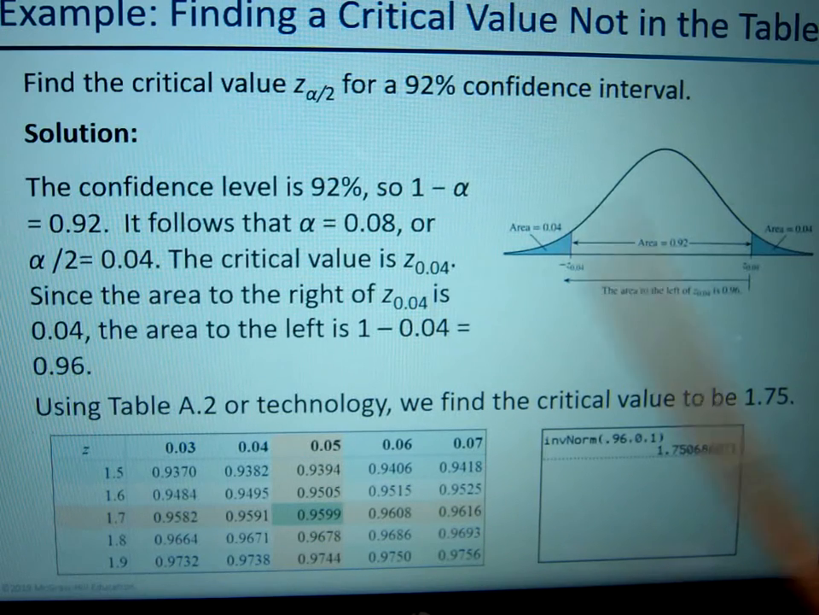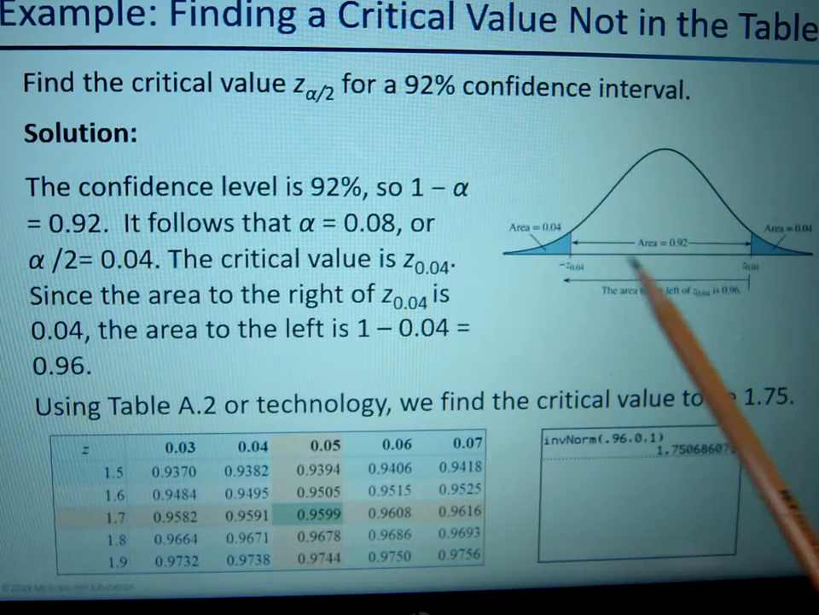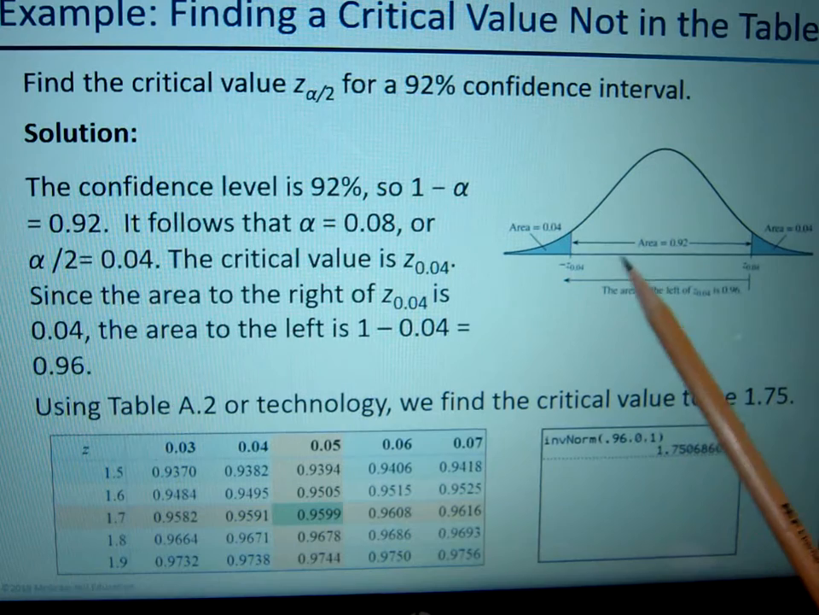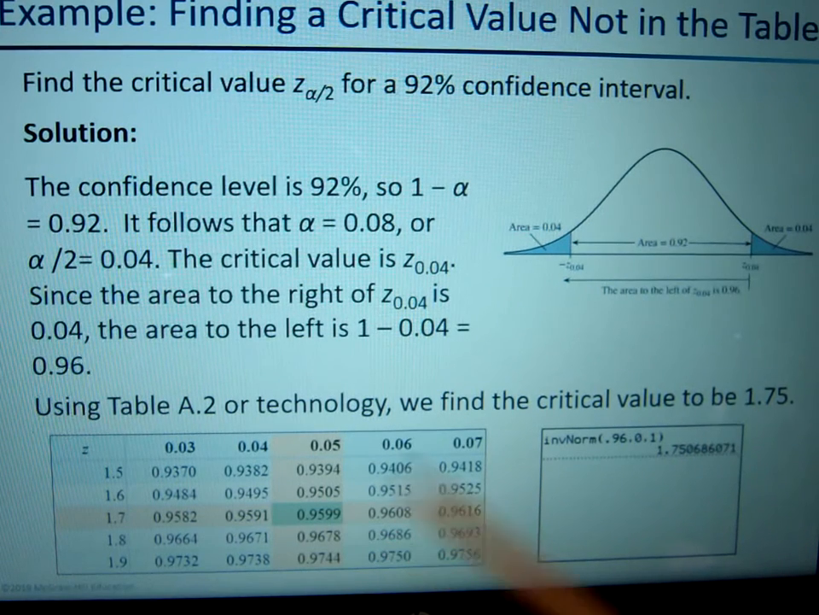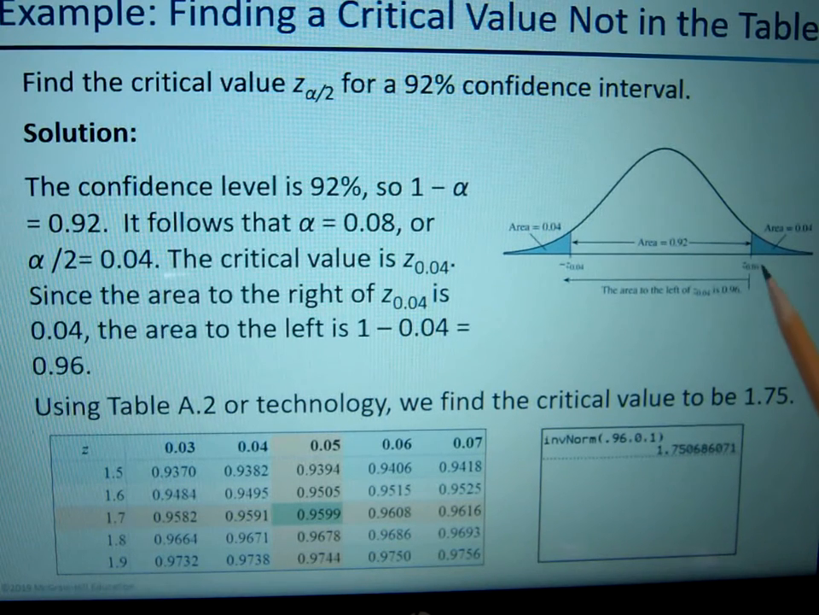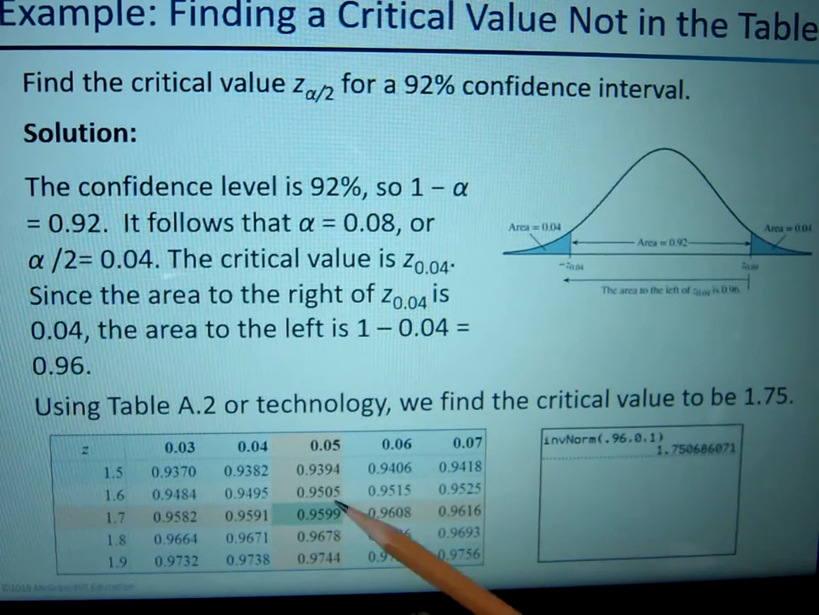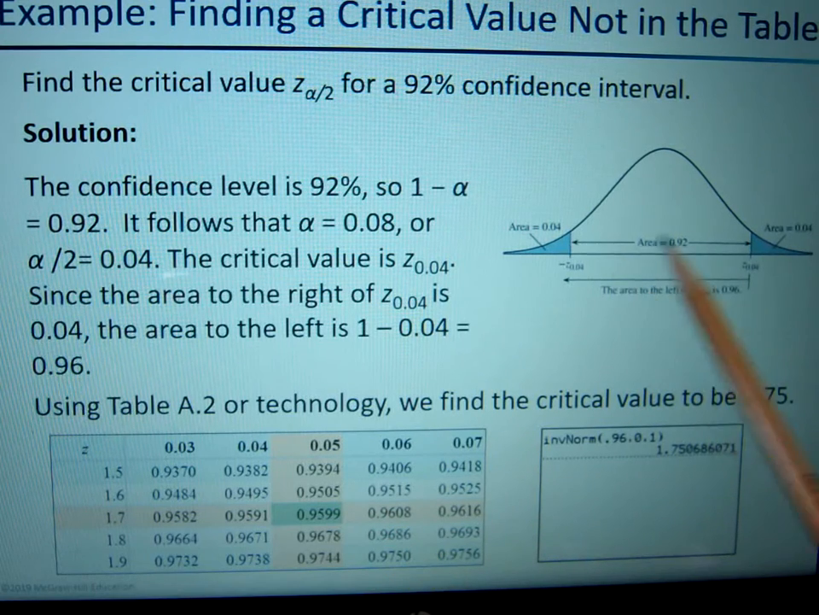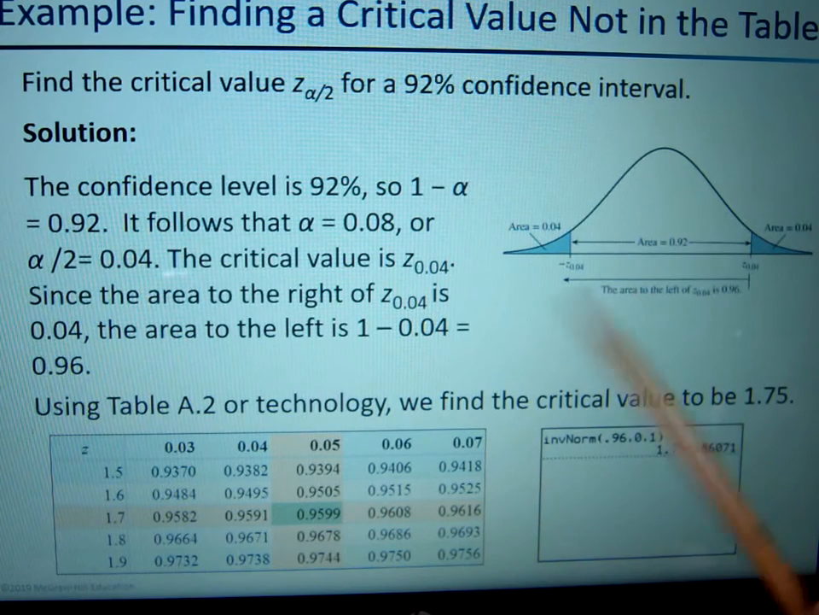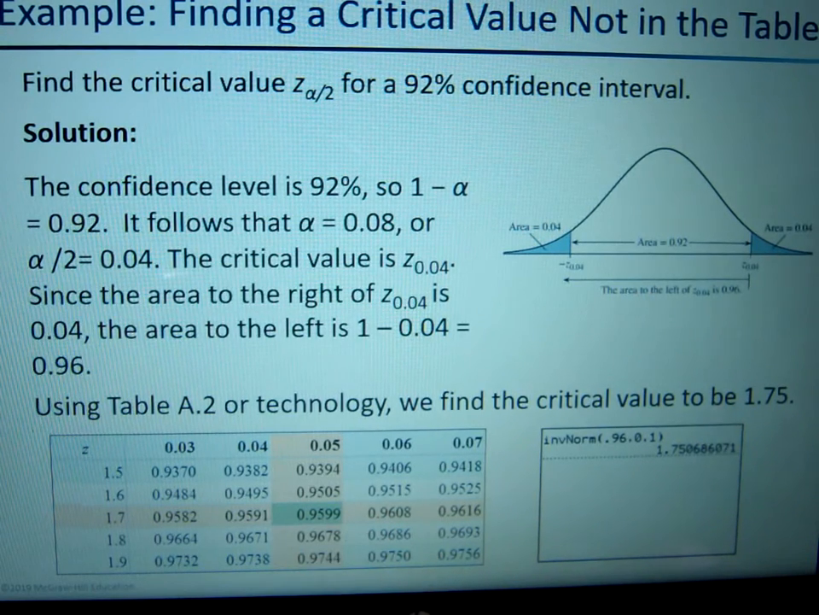So if we want to know what our area is under this curve, and we're looking for the Z value for what this would be right here, then we find this value because we added these two together and we get 1.75.